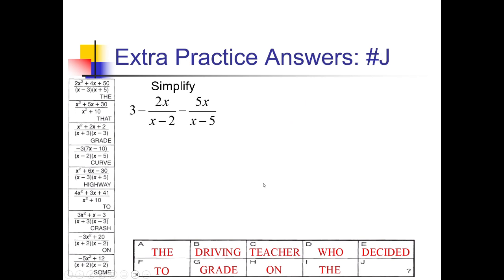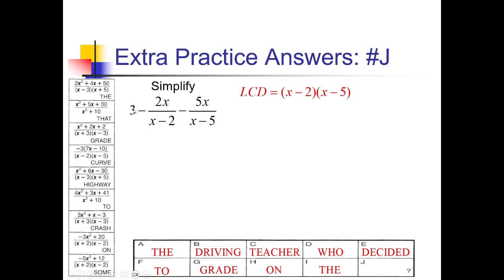All right, here we are, final problem. This one has a little bit of a curveball at the end of the problem, but we'll address that when we get there. To start off with, nothing needs to be factored. Let me just get my LCD. We have an x minus 2 and an x minus 5. And now let's start multiplying by things that we need to get that LCD.